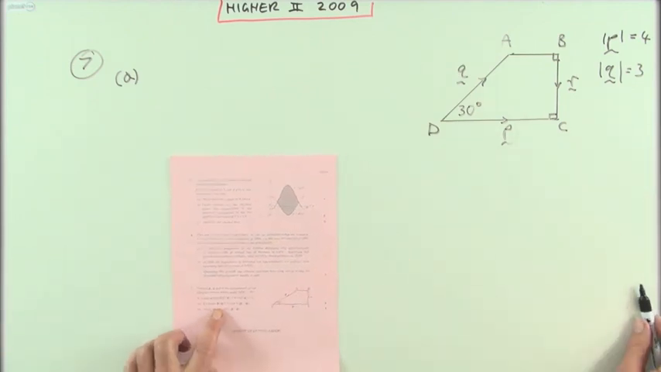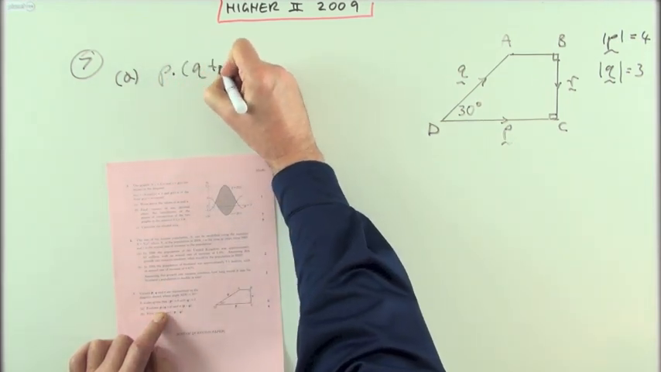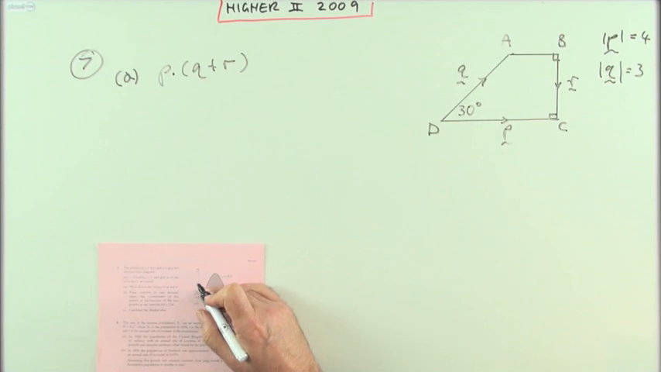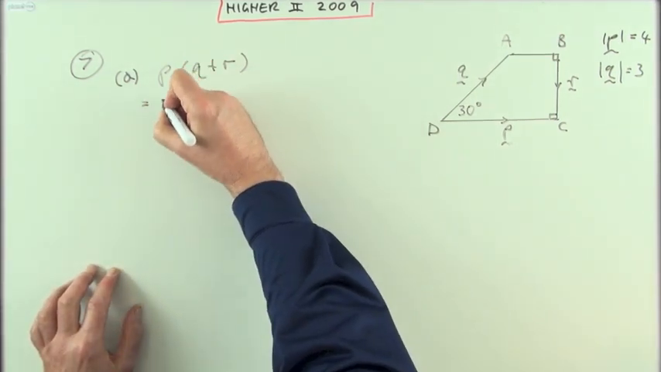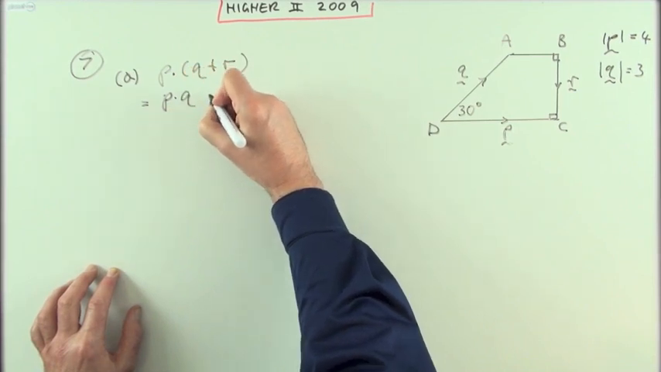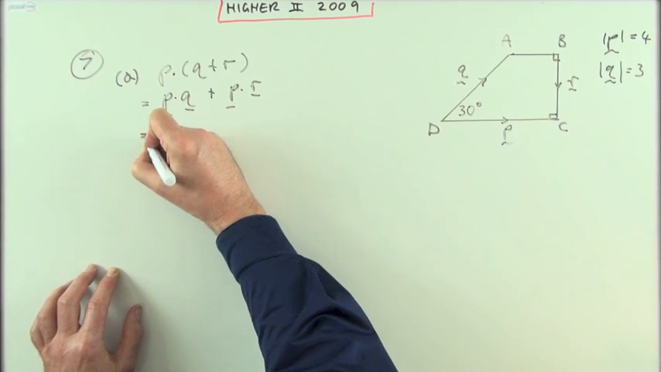Anyway, what have we got here? First part, evaluate this: P dot (Q plus R), and then a second one after that. Well, P dot (Q plus R) first of all. Let's just expand that into two parts. That'd be P dot Q plus P dot R for those particular vectors.